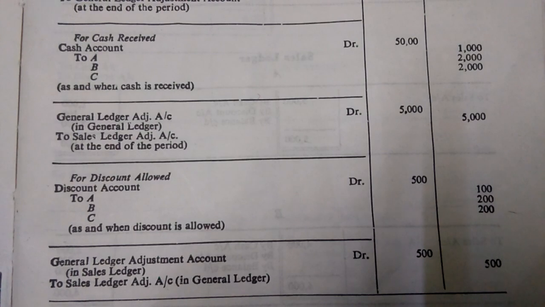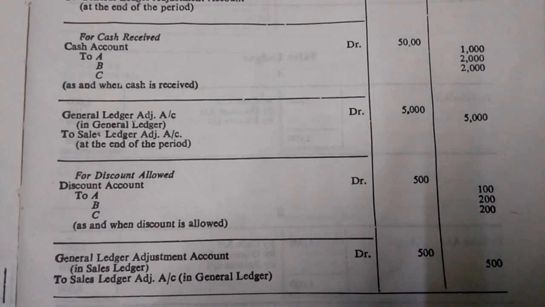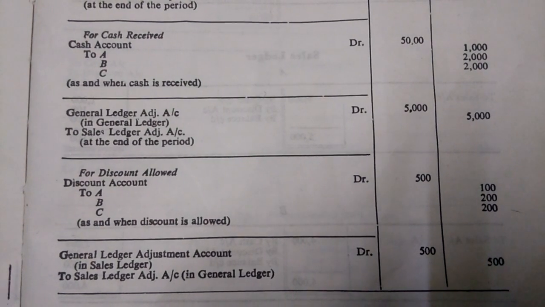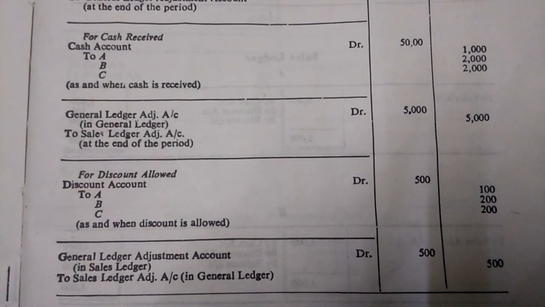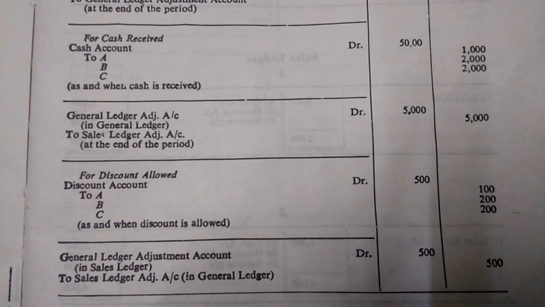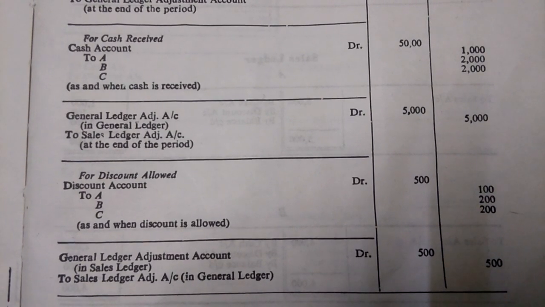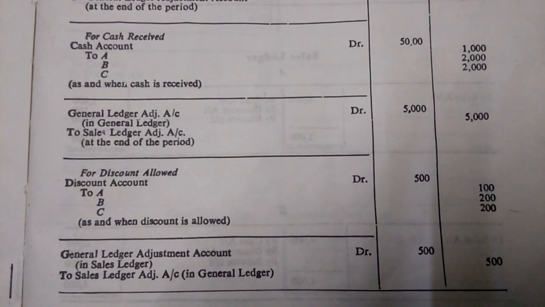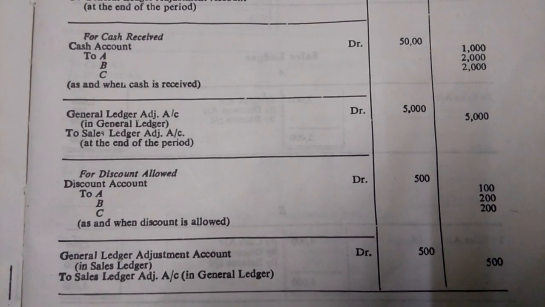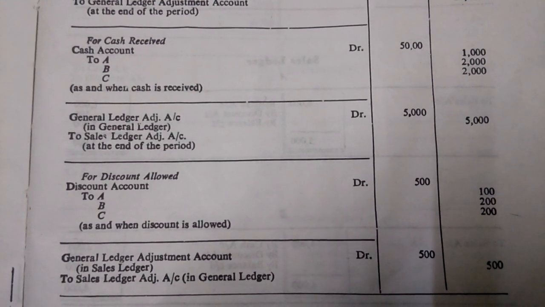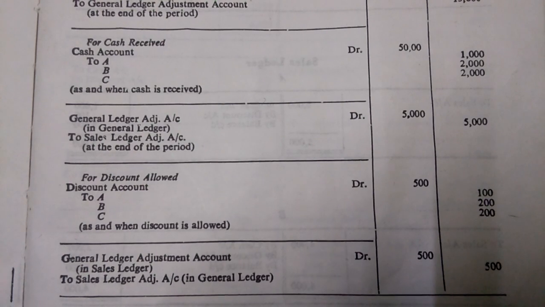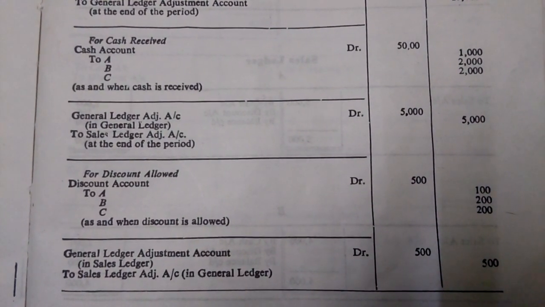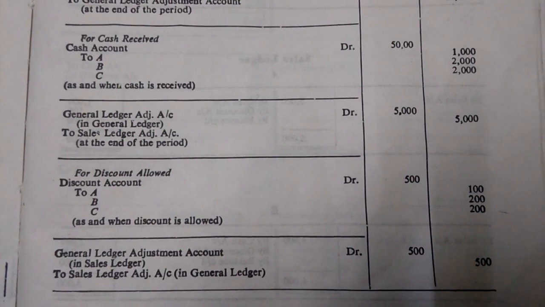So these are the debtors entries. You are trying to understand here. We have prepared 6 journal entries, 3 for normal entries, 3 for self balancing system purpose. So every entry is transferred to the sales ledger adjustment and general ledger adjustment accounts.